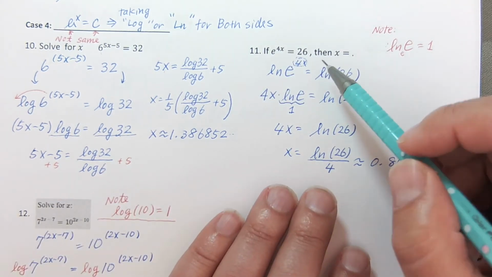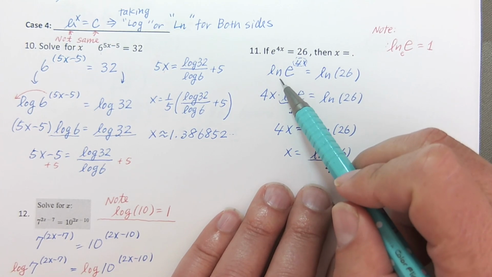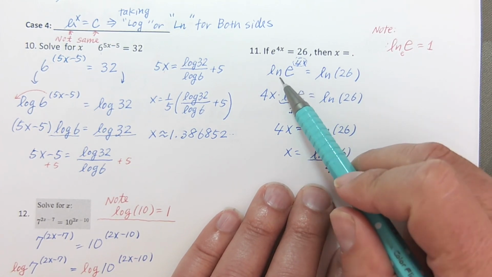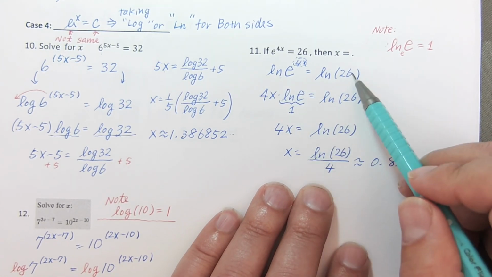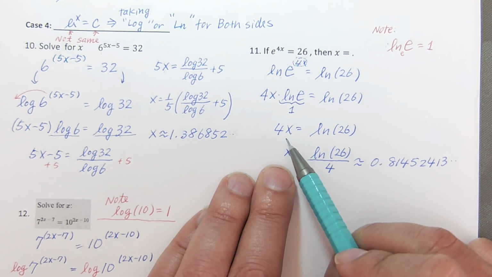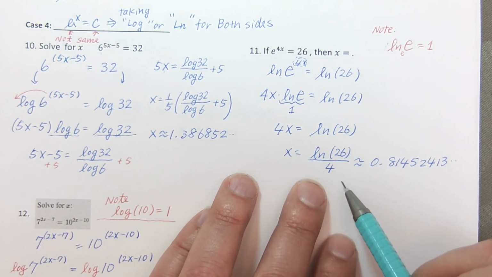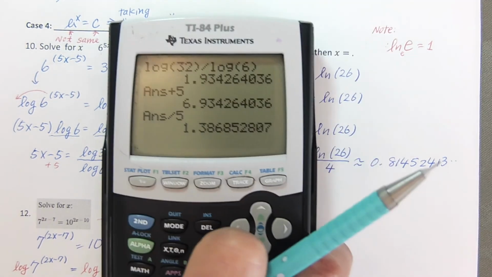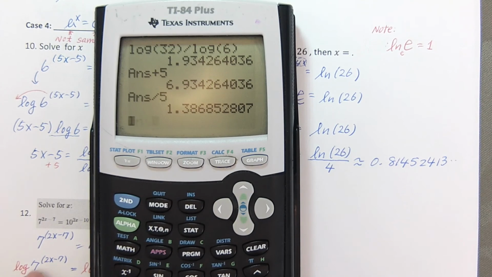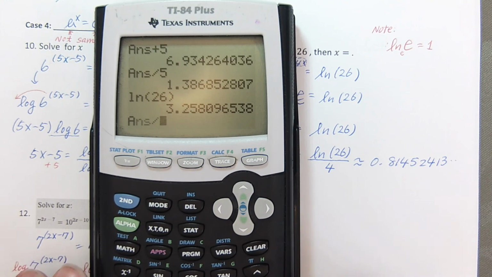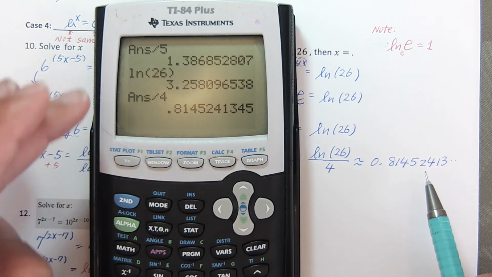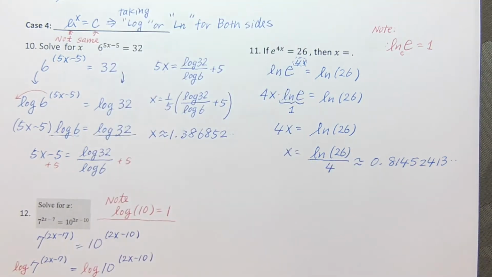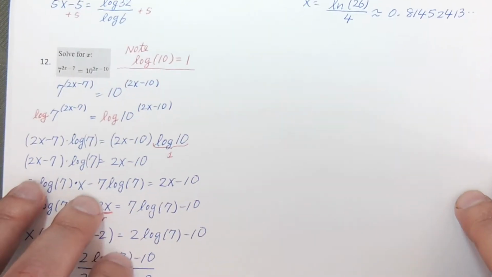For number 11 here, the obvious choice is the natural log. And you can see the base e, remember they cancel out completely. And here I have natural log of 26. So all I have to do here is just divide by 4. Again, I would be extra careful. ln of 26, close, equals, divided by 4. And you can see I got this answer here. So notice that I broke it up into a couple of steps in the calculator. Sometimes putting everything all in at once can force mistakes.